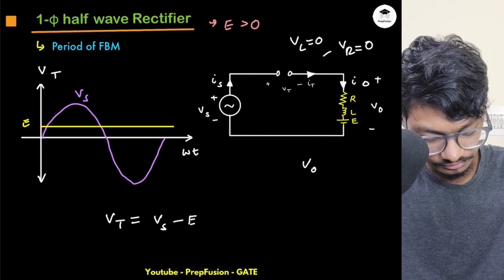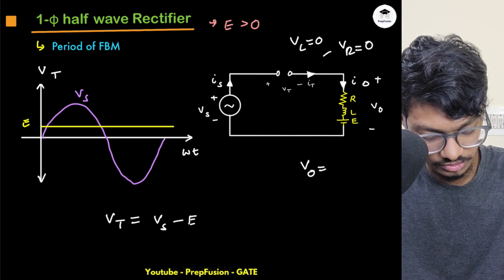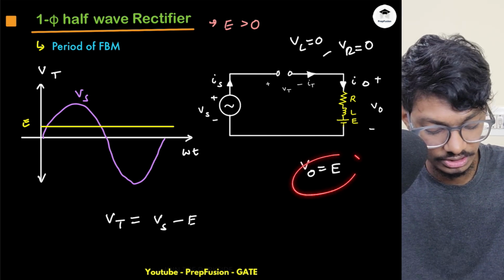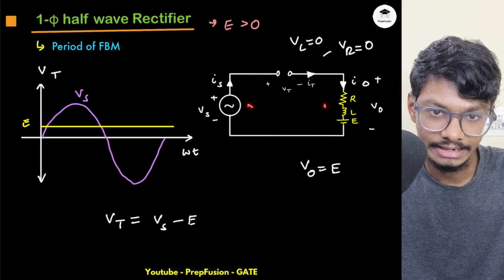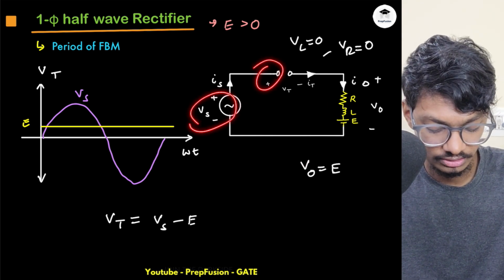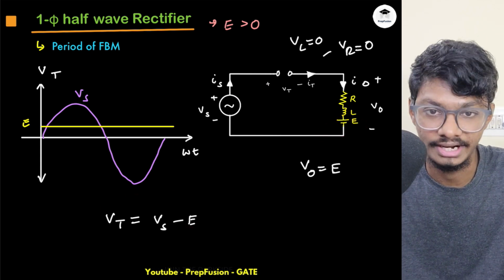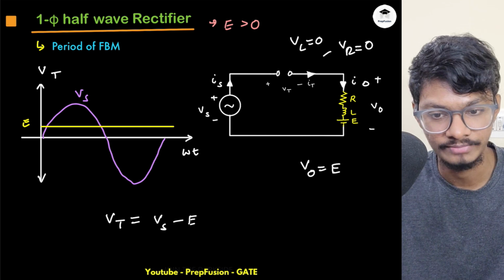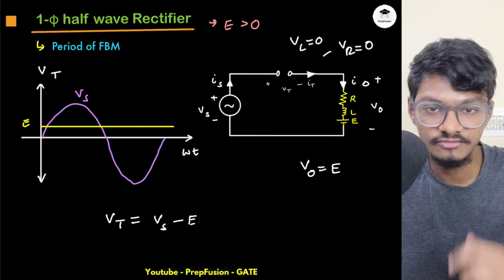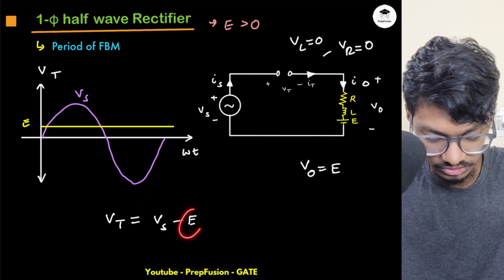VO is simply equal to E. So basically, on the left and right, the anode voltage is Vs, and the cathode voltage is E. So my threshold voltage will be Vs minus E this time. Obviously, the region of forward blocking mode has reduced now, because E is positive. That is my assumption.